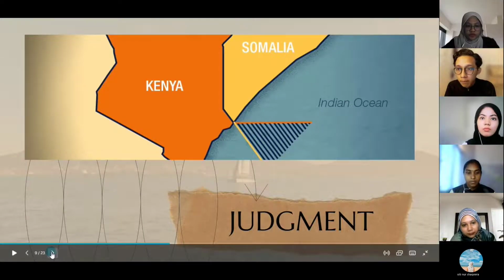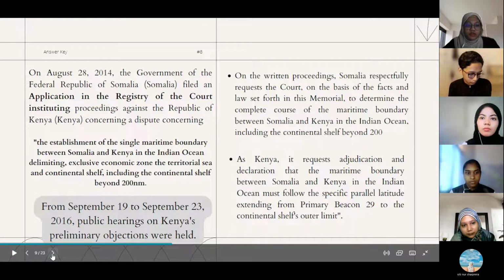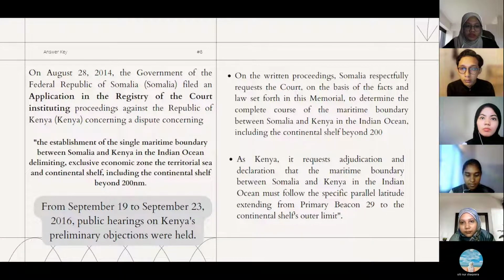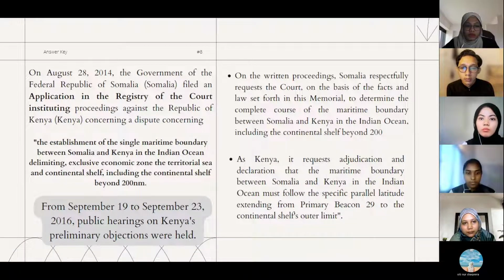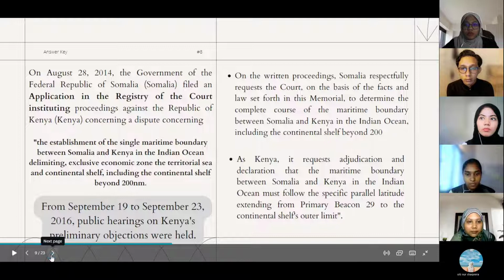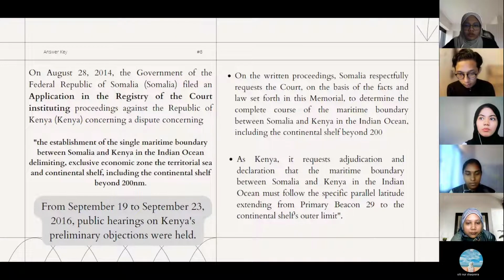For the judgment, on 28 August 2014, the government of Somalia filed an application in the registry of the court instituting proceedings against the Republic of Kenya concerning a dispute over the establishment of the single maritime boundary between Somalia and Kenya in the Indian Ocean, delimiting the EEZ, the territorial sea and the continental shelf, including the continental shelf beyond 200 nautical miles. From 19 to 23 September 2016, public hearings on Kenya's preliminary objection were held. In its written proceedings, Somalia respectfully requested the court, on the basis of fact and law set forth in its memorial, to determine the complete course of the maritime boundary between Somalia and Kenya in the Indian Ocean, including the continental shelf beyond 200 nautical miles.